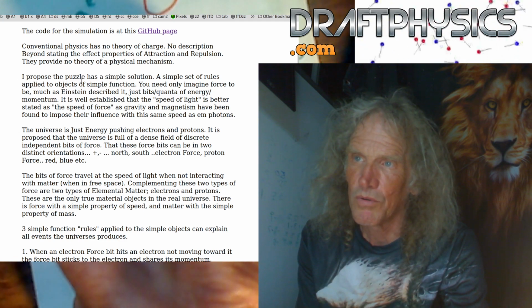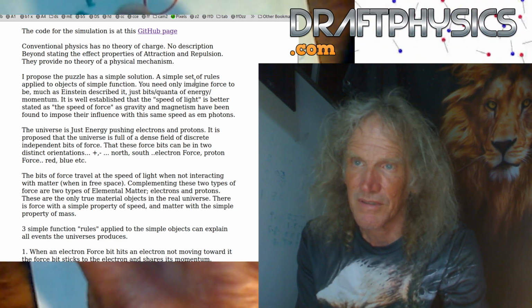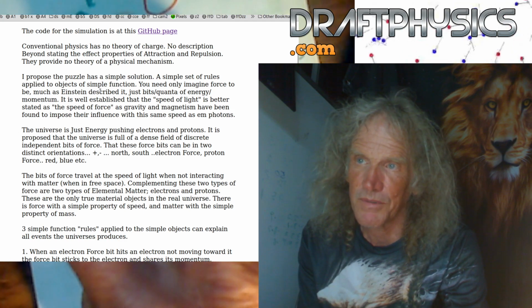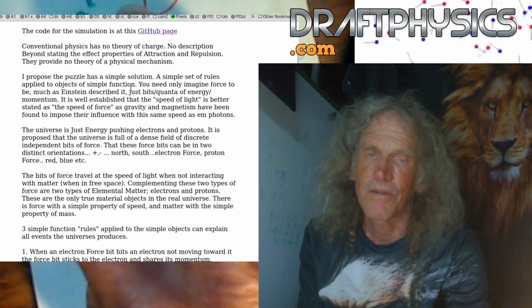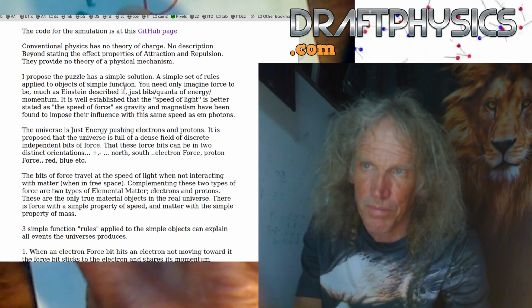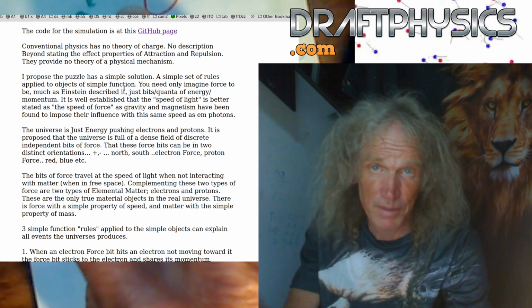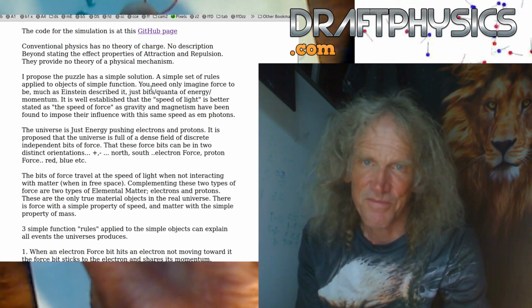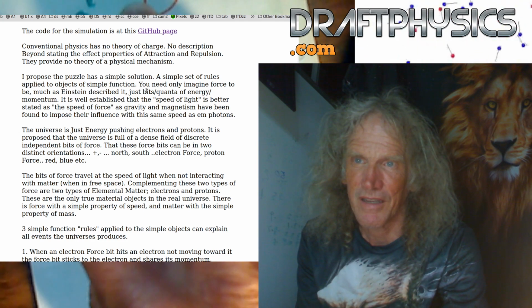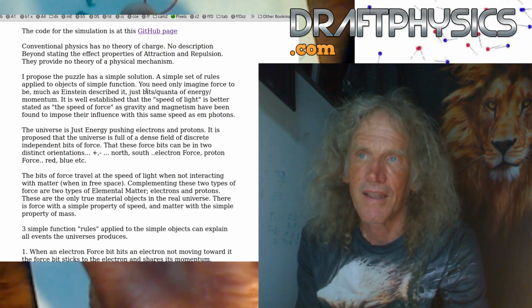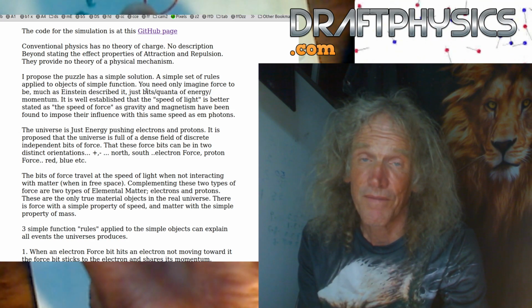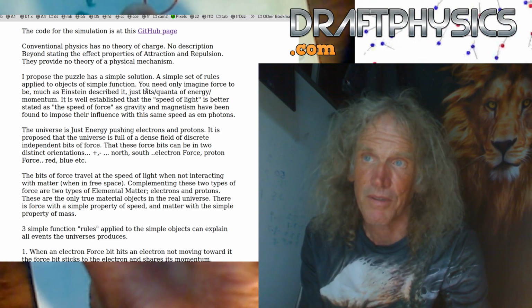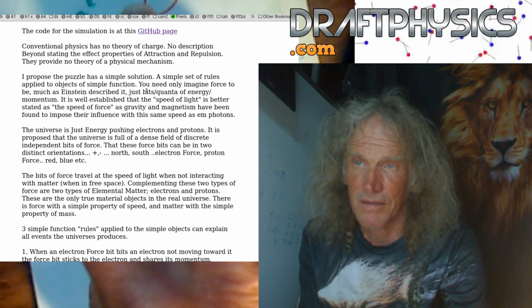I propose the puzzle has a simple solution, a simple set of rules applied to objects of simple function. So you have really simple mechanical parts. We have bits of force and bits of matter, and they're really simple, and they can do very simple things. And the fact is with something very simple, you can create something that looks complex.